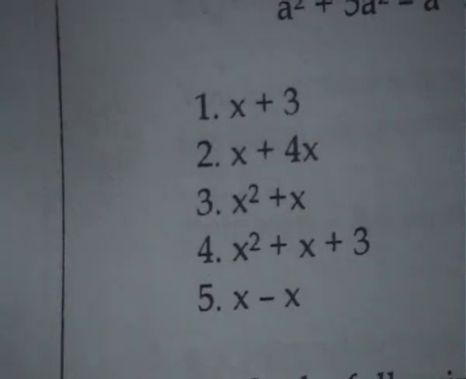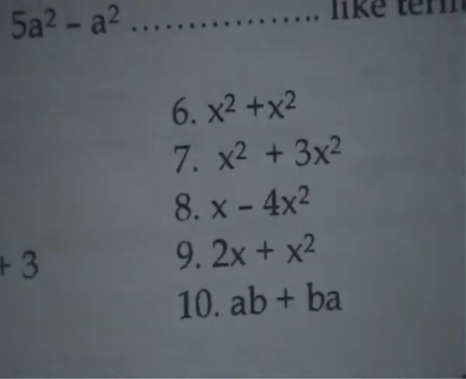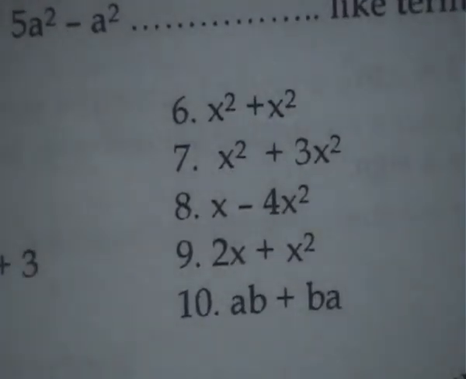Number 1, x plus 3. Number 2, x plus 4x. Number 3, x squared plus x. Number 4, x squared plus x plus 3. Number 5, x minus x. Number 6, x squared plus x squared. Number 7, x squared plus 3x squared. Number 8, x minus 4x squared. Number 9, 2x plus x squared. Number 10, ab plus ba.